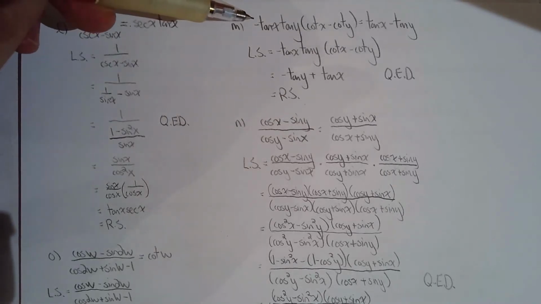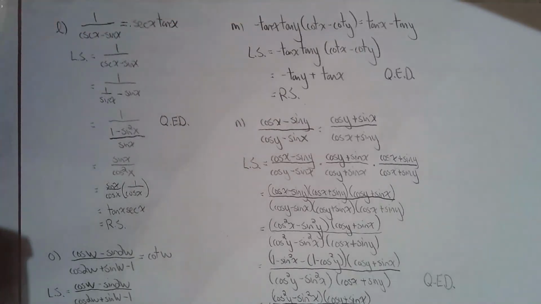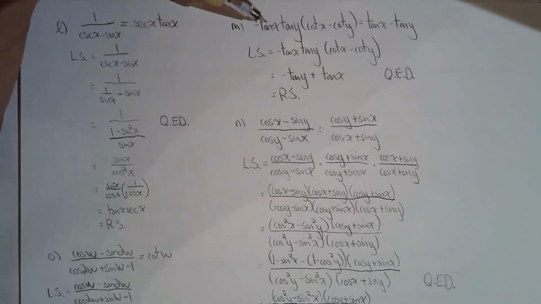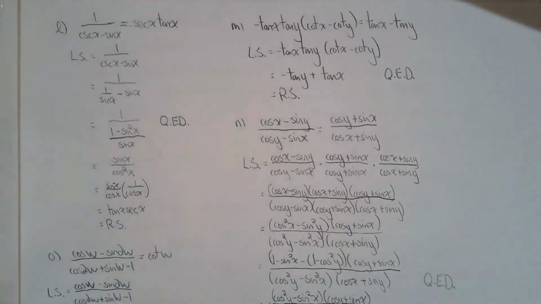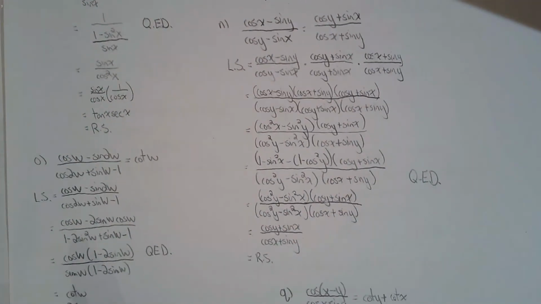M. Oh, just expand. I know it looks funny, but you're just applying the distributive property here. If you do it correctly, you'll get negative tan y plus tan x, which is the same as tan x minus tan y. Okay, N was one of the harder ones.